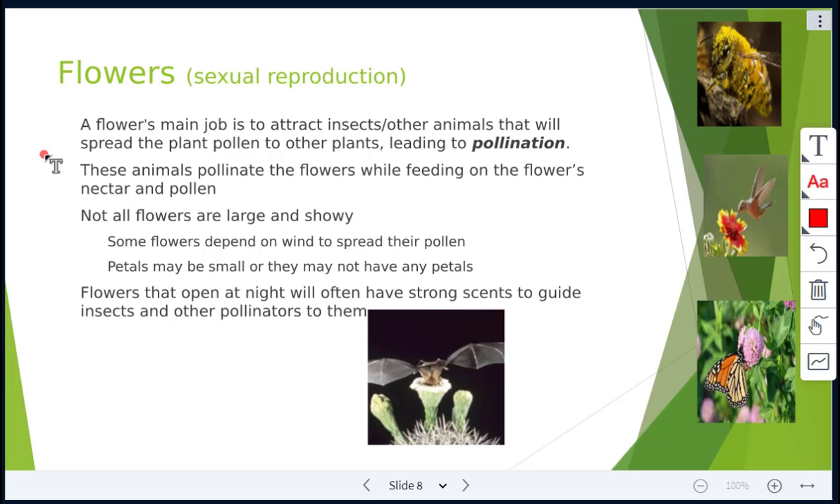So these animals can pollinate the flowers while they're feeding on the flowers' nectar and pollen. Now, keep in mind, not all flowers are large and showy. Some flowers will depend on wind to spread their pollen, so their petals may be tiny, or they may not have any petals. Some flowers open at nighttime. So instead of having large colorful petals, they will have strong scents to guide insects and other pollinators towards them. All right, so those are all their adaptations.